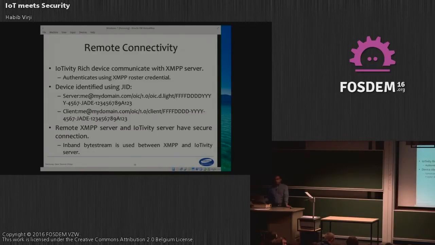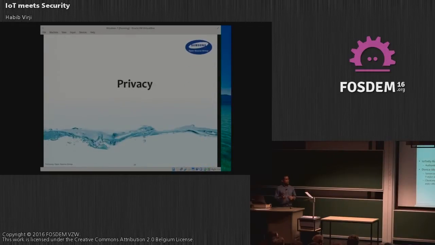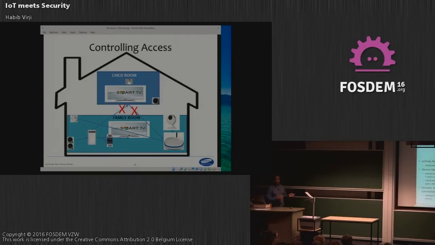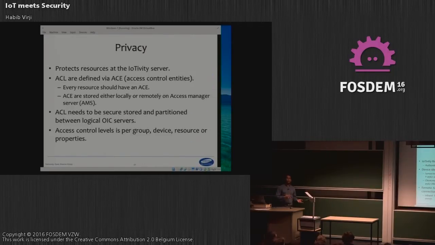For remote connectivity, it makes use of XMPP, where it's not expected that all the devices will communicate remotely. Only the gateway device is expected to communicate, using the JIDs for each device. But they make use of an in-band byte stream to establish a DTLS connection between the devices. So the onboarded keys are still required for a device outside the house to communicate with the gateway. There is an in-band byte stream with DTLS established internally on top of it.